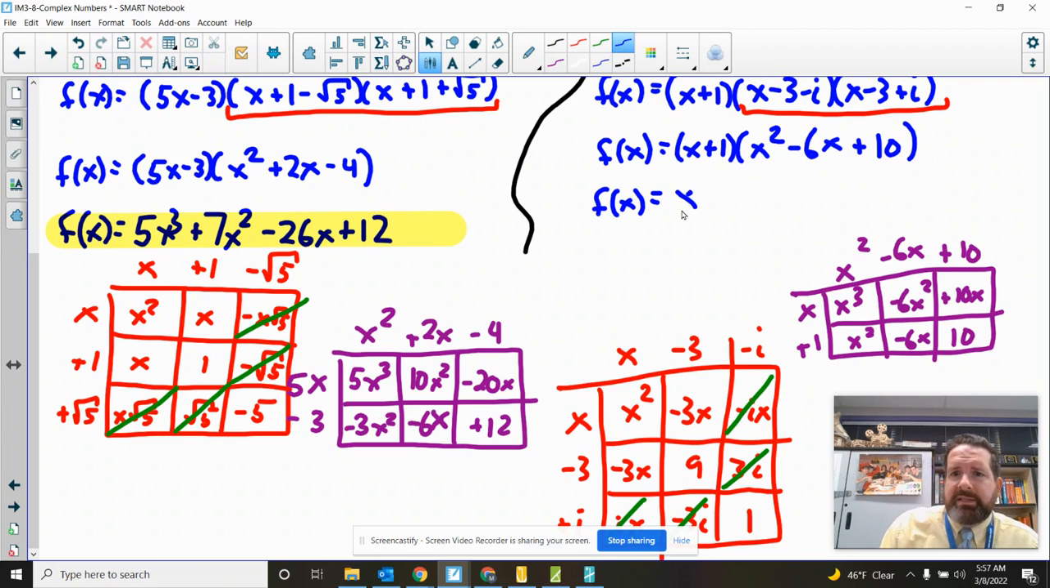Let's call this x to the third, minus 6x squared plus x squared is going to be a minus 5x squared. And then 10x minus 6x, that's plus 4x, and then a plus 10 on the back.